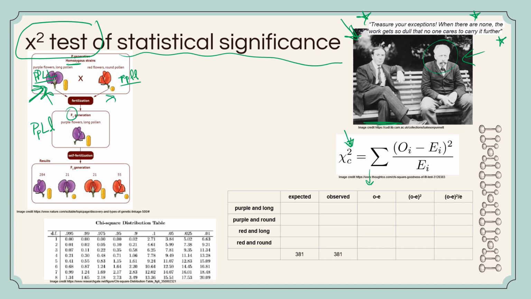But then they did some self-fertilization. So they took these plants and crossed them with themselves. So heterozygous for both crossed with heterozygous for both, basically with themselves. And then they looked at what they got.